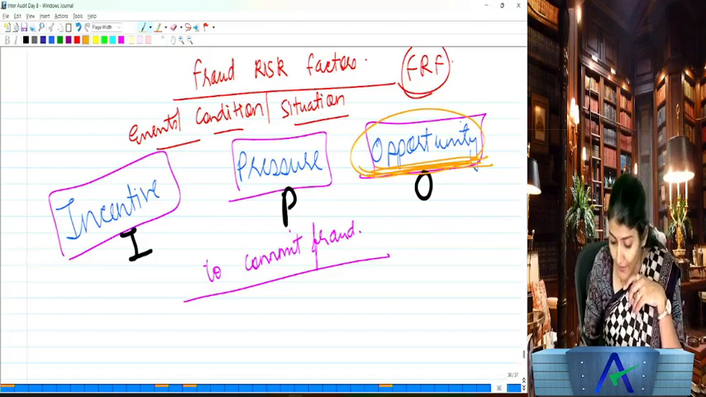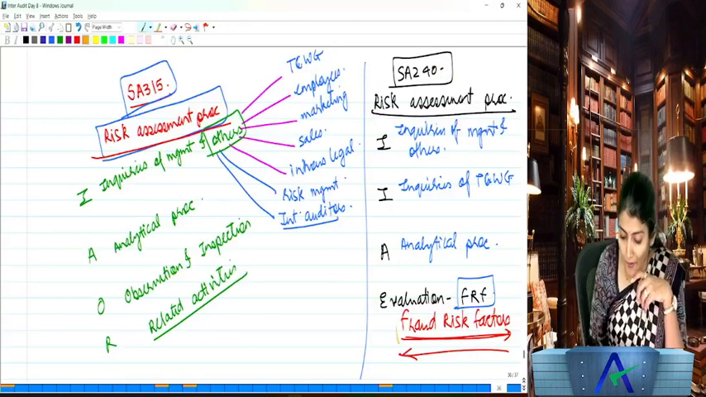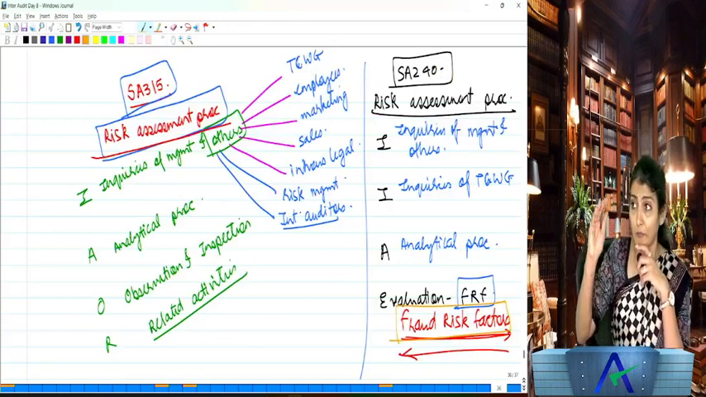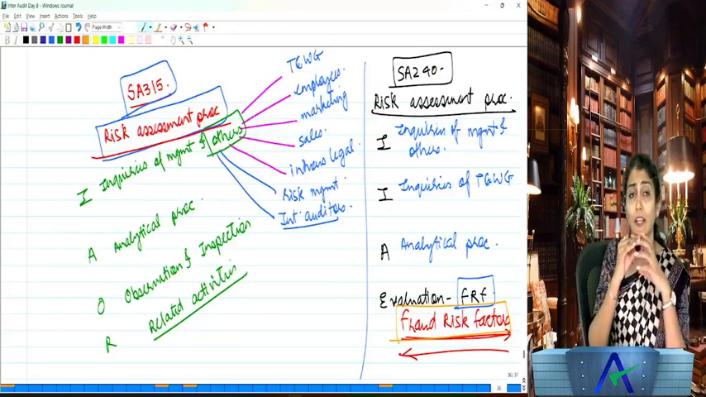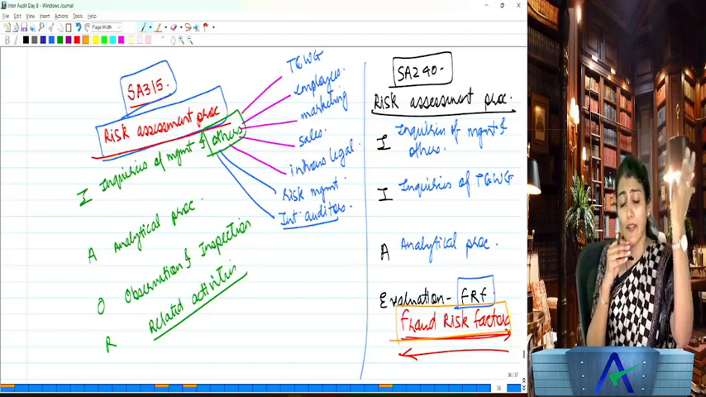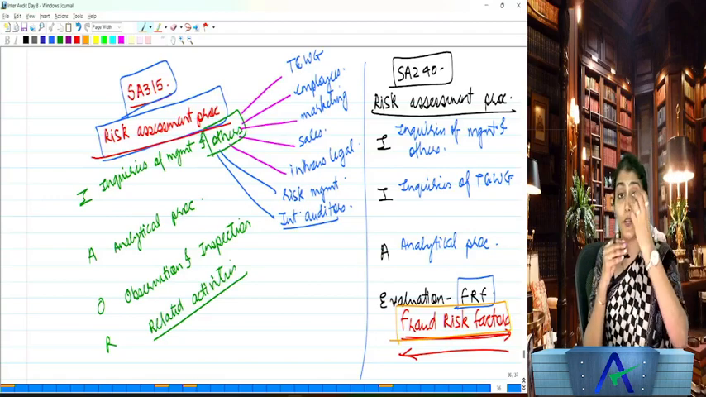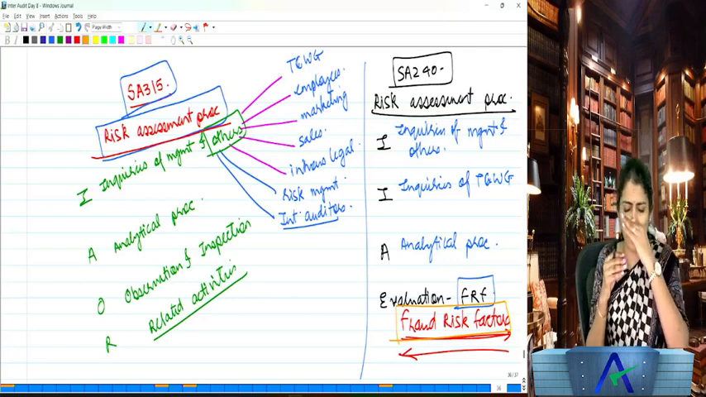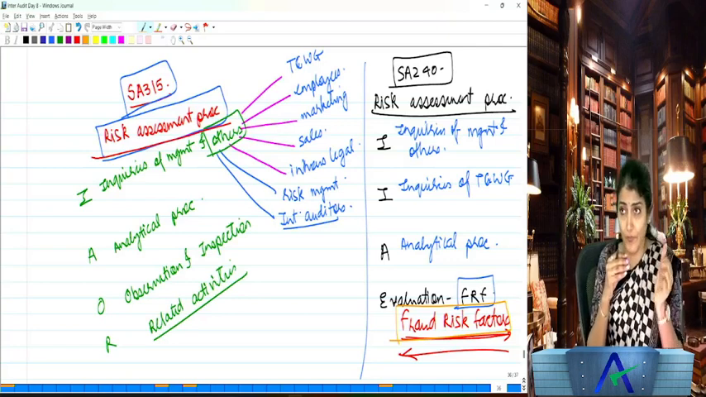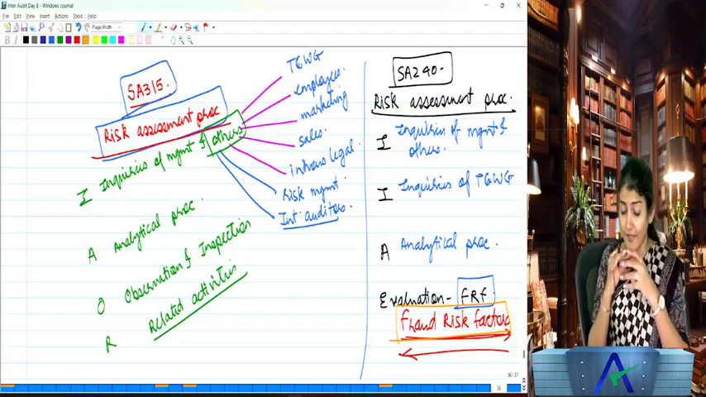So, auditor, in your risk assessment procedures, what you need to evaluate is whether one or more fraud risk factors are present. What is a fraud risk factor? Any event, any condition, any situation which either gives you an incentive or puts a pressure or provides you with an opportunity to commit a fraud. FRF is equal to IPO. Incentive, pressure, opportunity to commit a fraud. Are you getting that, everyone?